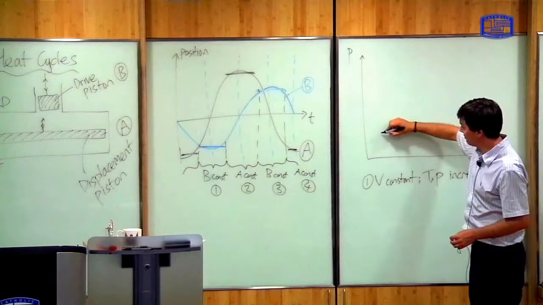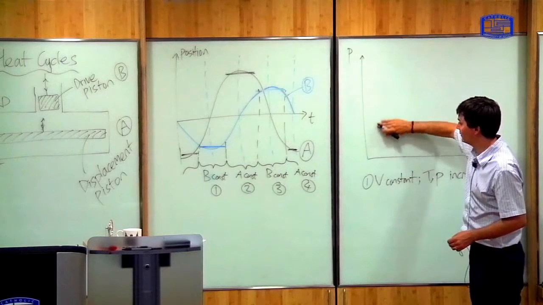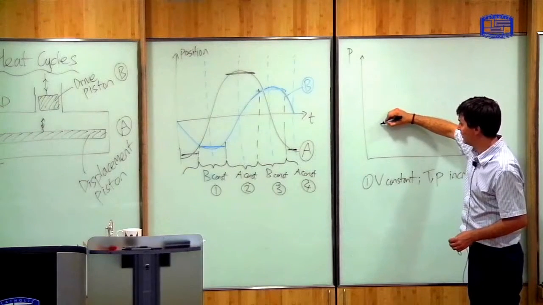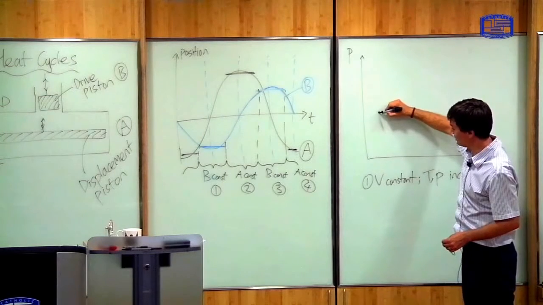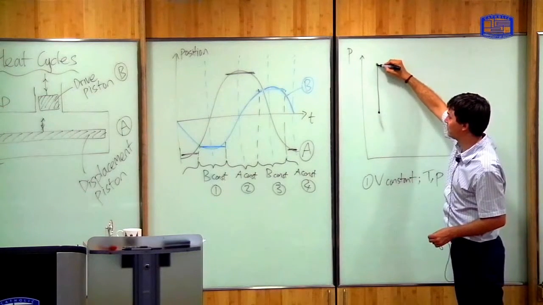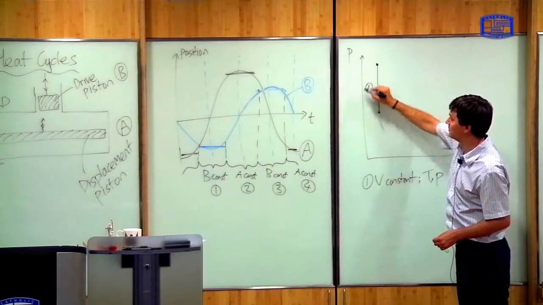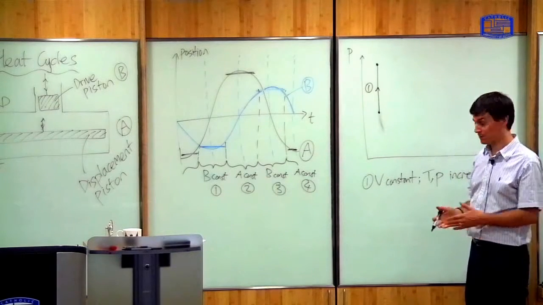So on a PV diagram, that looks like this. You start out somewhere here. You have constant volume, and sorry, let me draw it a bit higher. You start out somewhere here. You have constant volume, and the pressure increases. So stage 1 looks something like that.